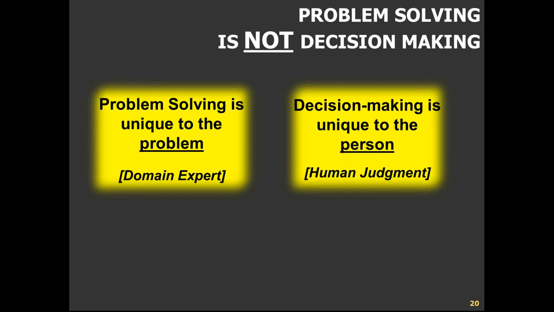Problem solving is unique to the problem, to the domain expert. Decision making is unique to the person. It's human judgment. To illustrate this, let's consider somebody having a car and driving out after work, and the red light comes to say service engine. He goes to his neighborhood mechanic, and the mechanic runs a diagnostic. Sir, you've got a gear train problem.